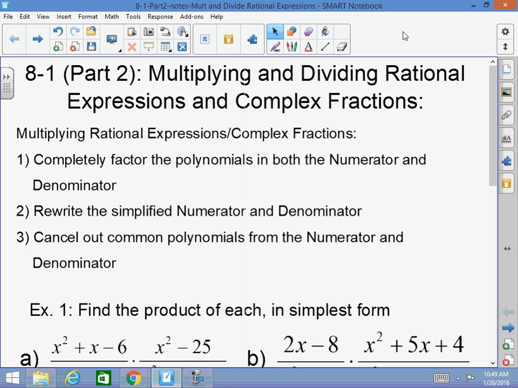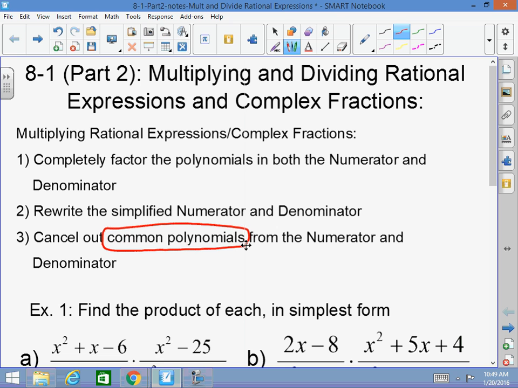Number one, completely factor the polynomials in both the numerator and denominator. Factor them. Number two, rewrite the simplified numerator and denominator once you've already factored them. Number three, cancel out the common polynomials from the numerator and denominator. Notice what I said here: common polynomials. Remember what we talked about yesterday.